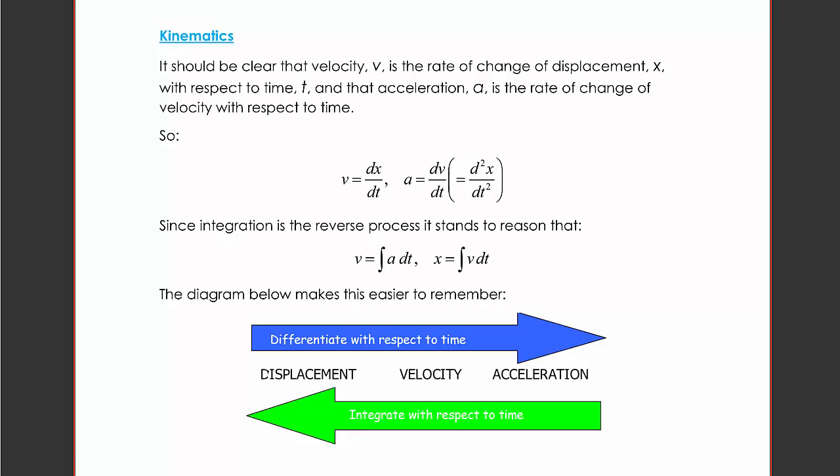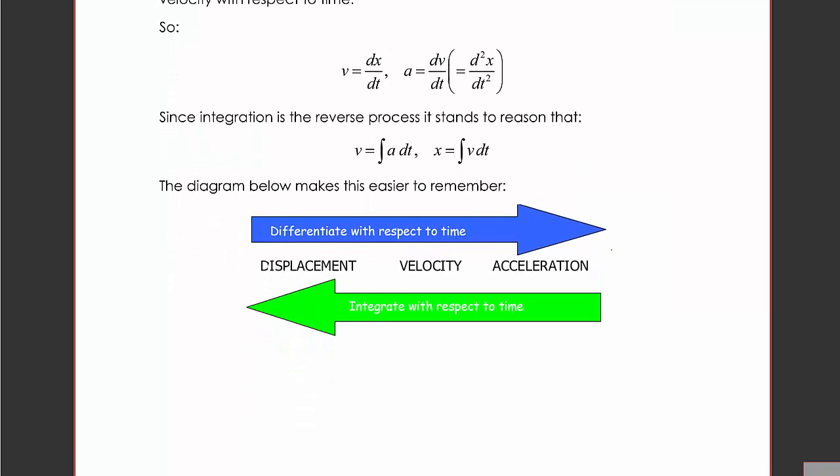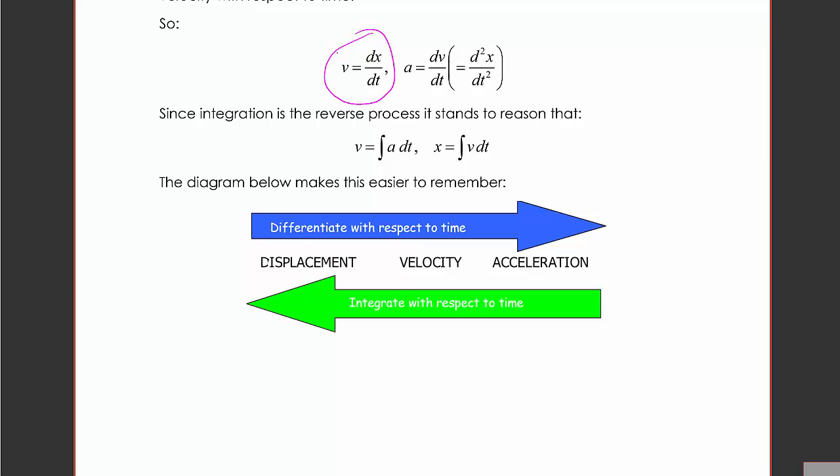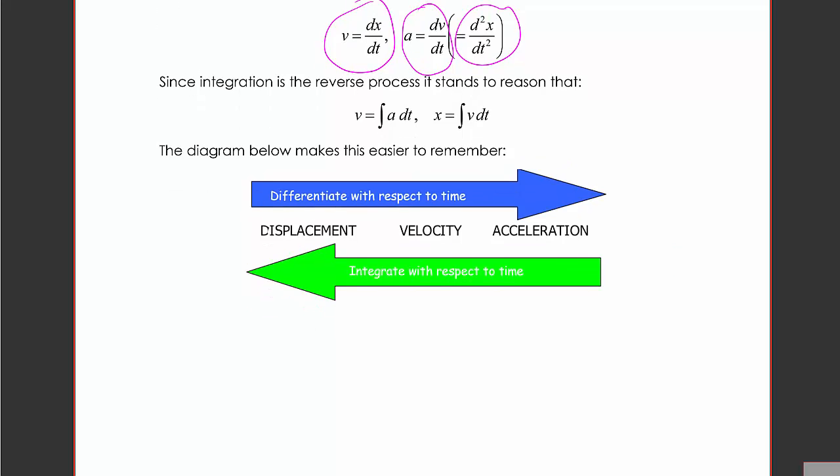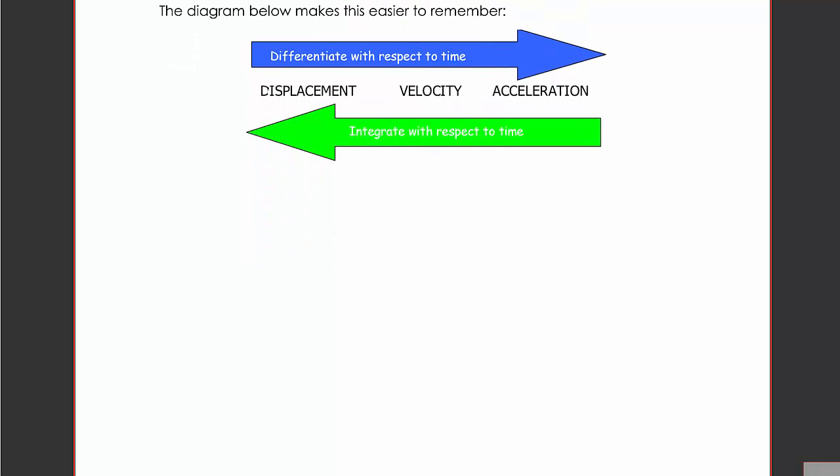more quickly. So that leads us to velocity being the rate of change of displacement, v is dx/dt, and the acceleration is then the change in velocity, which, note, is the second differential of the displacement. And integration is the reverse process, so velocity is the integral of acceleration and displacement is the integral of velocity. And if you remember this diagram, displacement, velocity, acceleration, to go this way we differentiate, and to go this way we integrate.